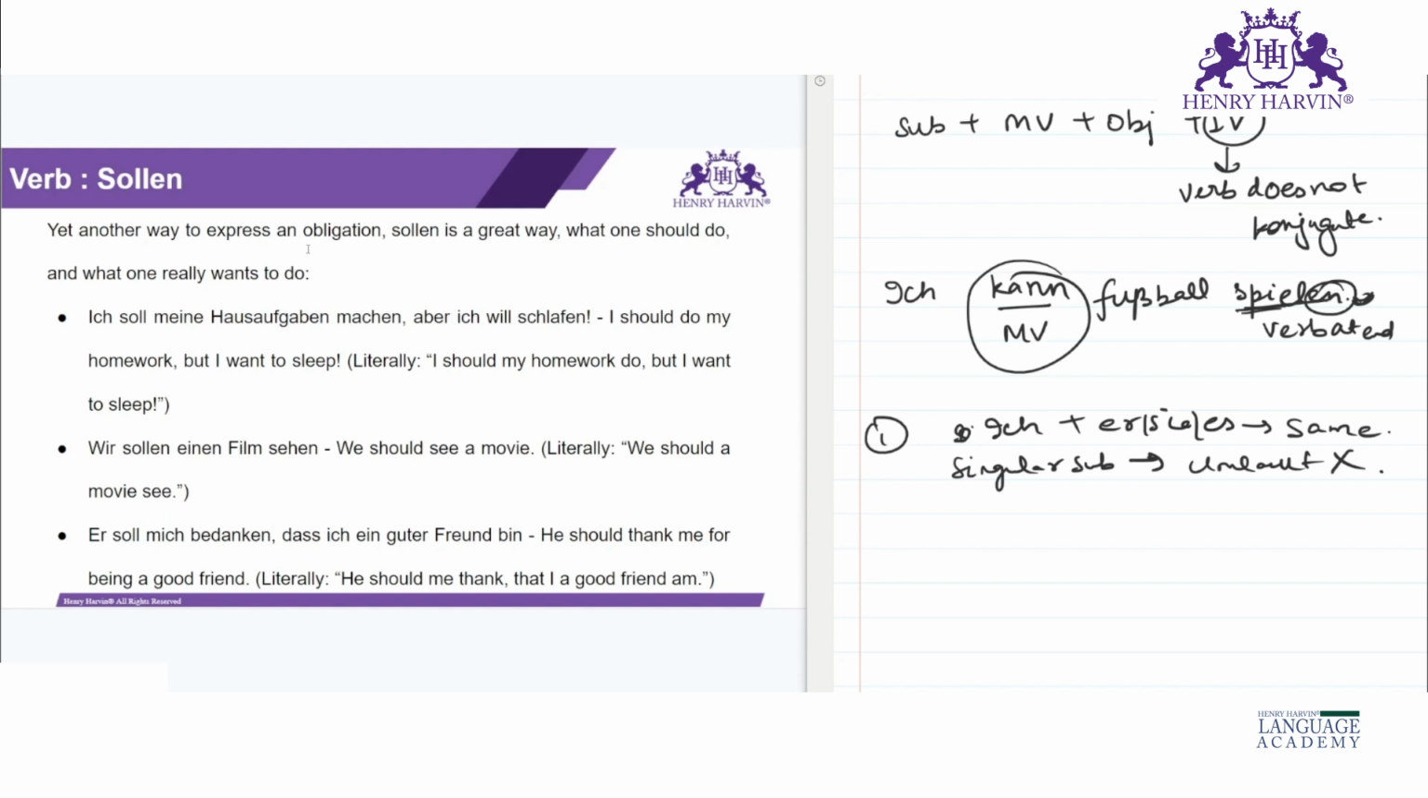Yet another way to express an obligation is sollen. It means when you are giving someone advice, strictness. Ich soll meine Hausaufgaben machen, aber ich will schlafen. I should do my homework, but I want to sleep. Wir sollen einen Film sehen. We should see a movie. Er soll mich bedanken, dass ich ein guter Freund bin. He should thank me for being a good friend. Literally, what is the meaning? He should me thank that I a good friend am. But in another way, as per the English and the German grammar, we have different types of sentence structure.